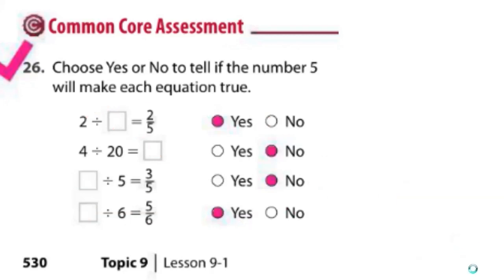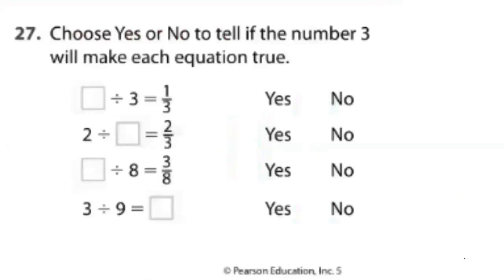Okay, number 27. Choose yes or no to tell if the number 3 will make each equation true. Okay, as I told you, if you write here 3, it will satisfy the answer. No. 3 divided by 3, and then 1 divided by 3. This one is no. Okay. 2 divided by 3, numerator 2, denominator 3. This one is yes.